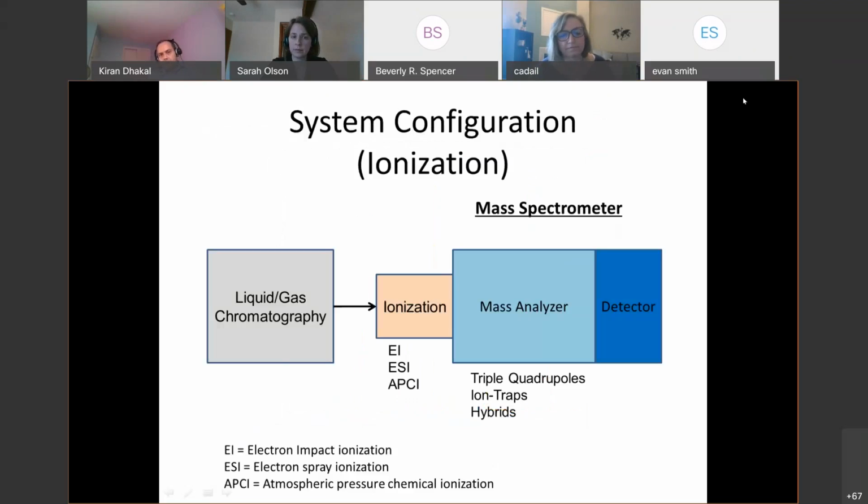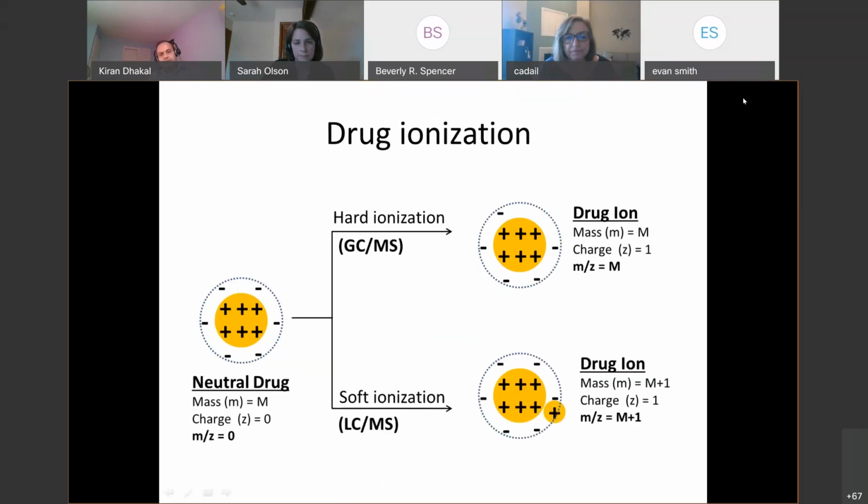The second part in this mass spectrometry analysis is the ionization part. We heard a lot about drug ionization yesterday in Dr. Eon's presentation, and a similar principle applies here. You have a neutral drug, and a neutral drug cannot produce a signal in the mass analyzer. You need to convert it into some kind of ion. There are several ways of producing an ion out of the drug.